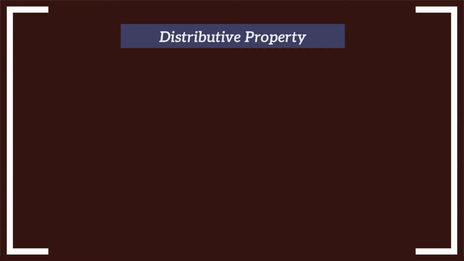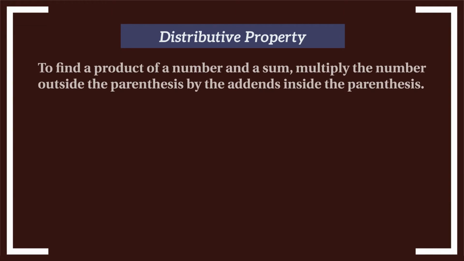Look at the word distributive. By analyzing its literal meaning, we can get an idea of what the distributive property is all about. The distributive property states that to find a product of a number and a sum, we need to multiply the number outside the parentheses by the addends inside the parentheses. It's just like we're distributing the number outside the parentheses to the expression inside the parentheses. That may have sounded a little confusing. If so, let's discuss it a little further.